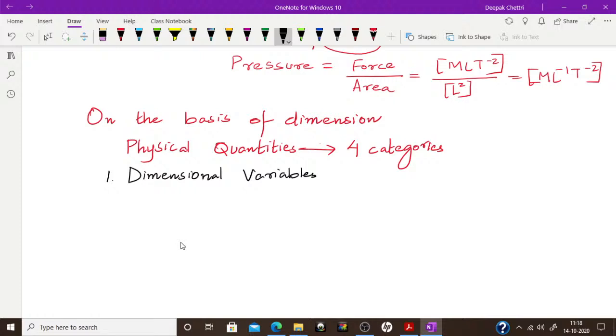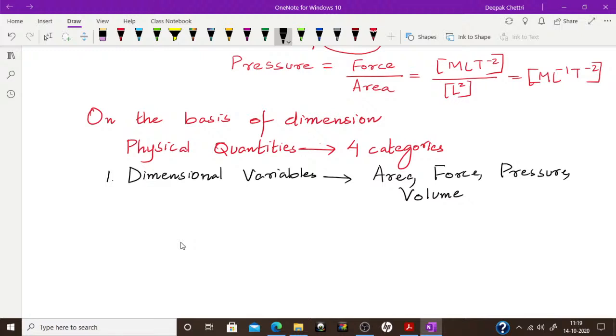Okay, so what type of quantities fall under this category? Like area, force, pressure, volume, all these quantities fall under dimensional variables.